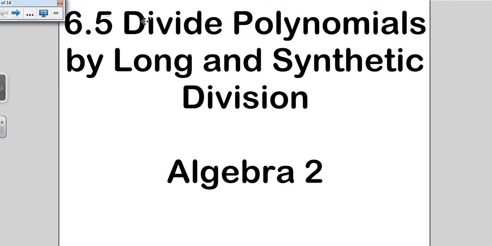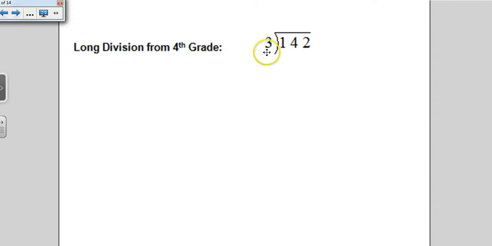Our lesson on 6.5 is going to have us divide polynomials, and we're going to use two different methods. First, we're going to discuss long division, and then we're going to discuss a technique called synthetic division. And you need to know how to do both. So first, I want to remember how to do long division back when we were in 4th grade.